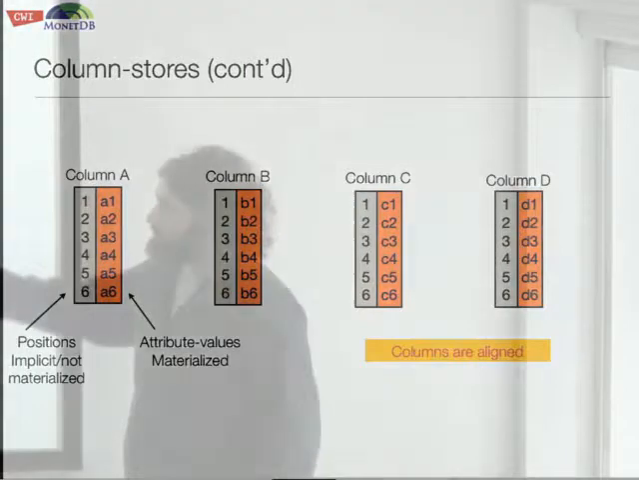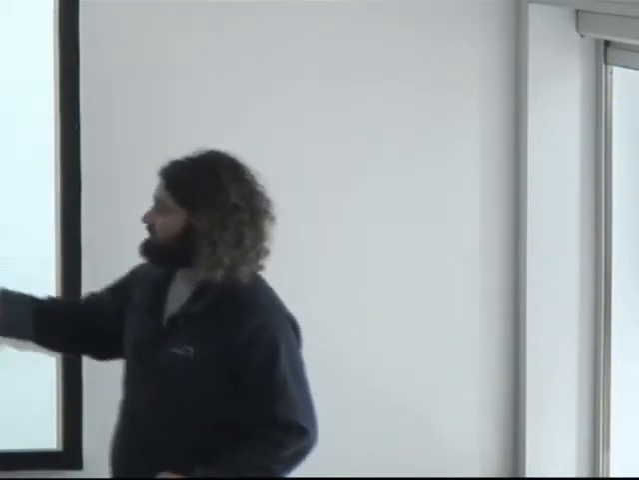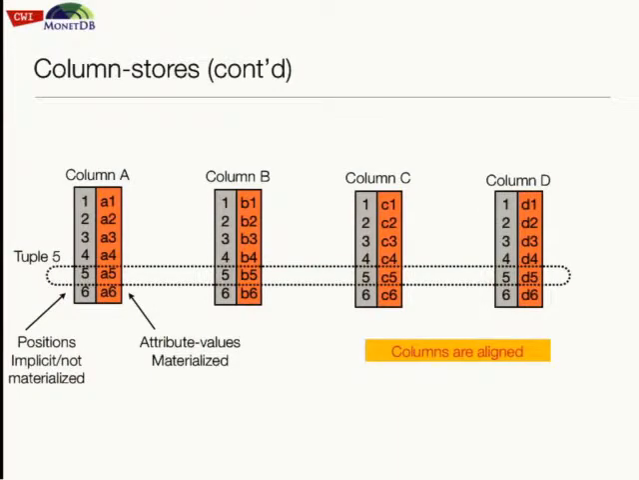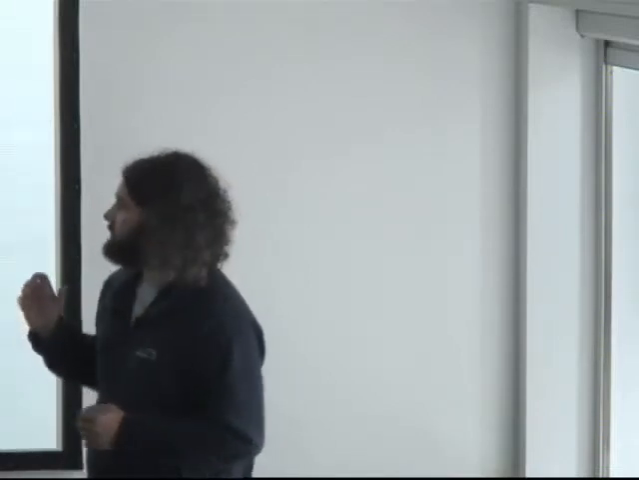So here columns are aligned. This means that, let's say, what would be tuple 5 in a row storage is the same as going to the fifth position of every column and just seeing the value. So for column C, the value that represents the fifth tuple is C5.